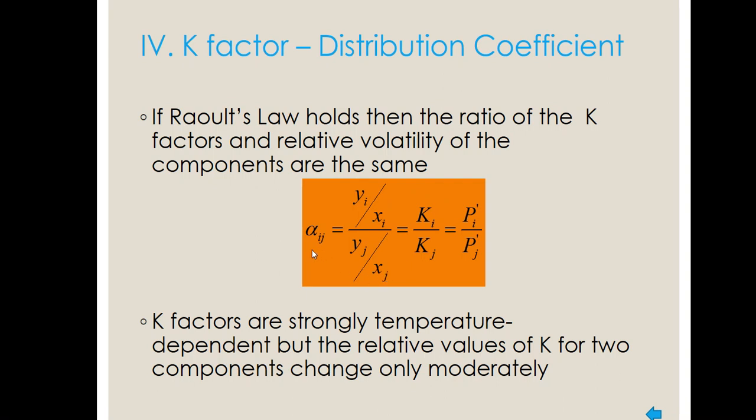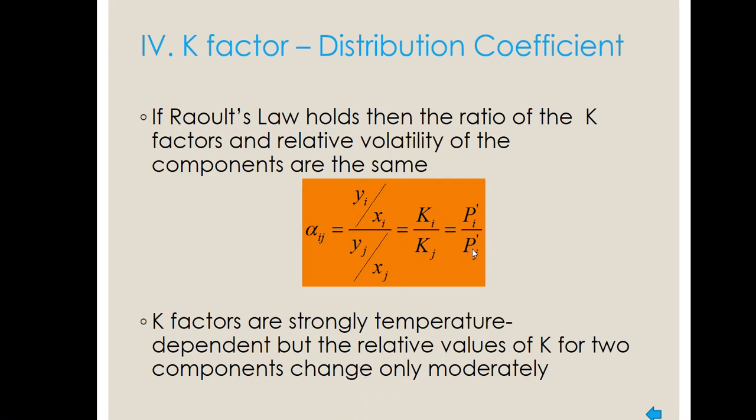So the relative volatility of component I with respect to J is just equal to the ratio of their K factor distribution coefficients. We will go back to this when we will be discussing liquid-liquid extraction. Now, K factors are to be remembered as strongly temperature dependent, meaning as the temperature changes, its value also changes. But for relative values of K for two components, the change is only moderate. It does change, but the change is moderate.